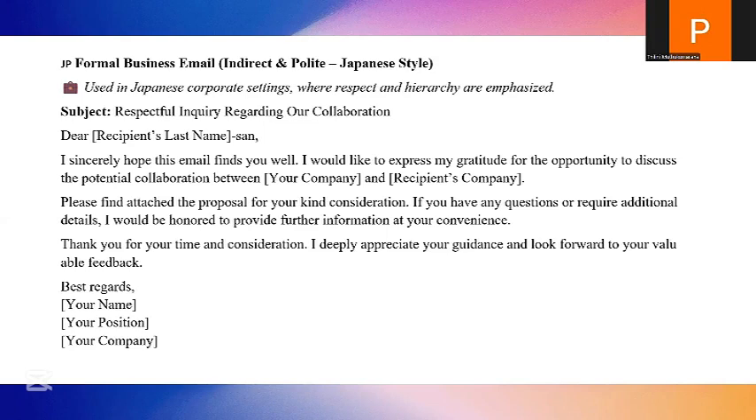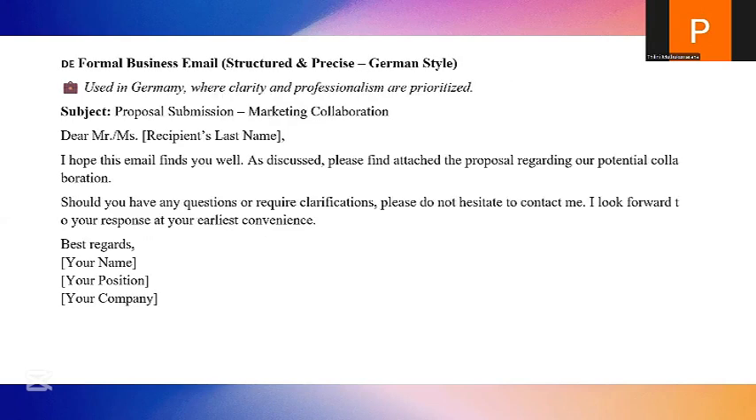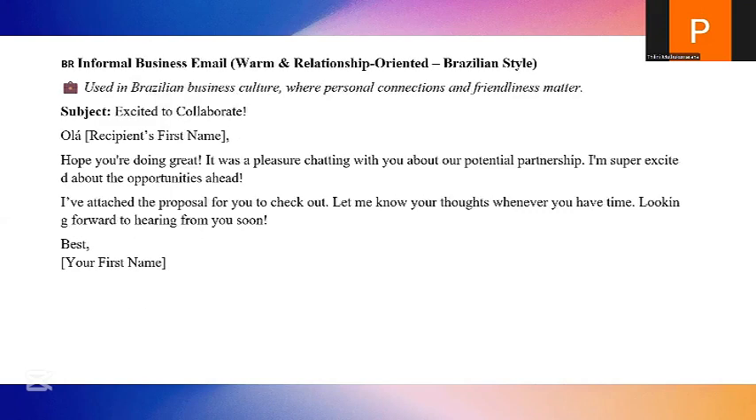Now let me show you the German style. It's structured and precise. And the last one, this is the Brazilian style, very warm and relationship oriented.